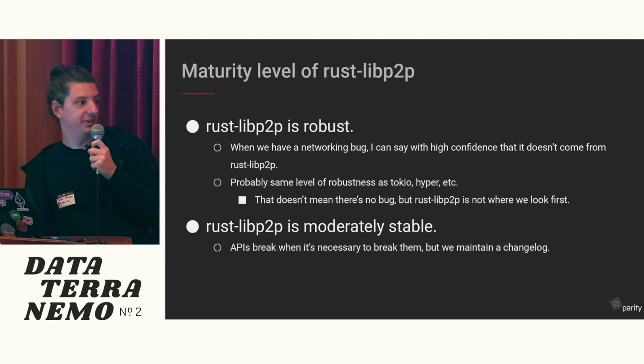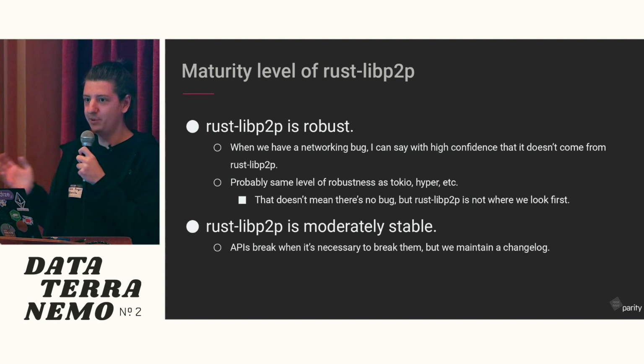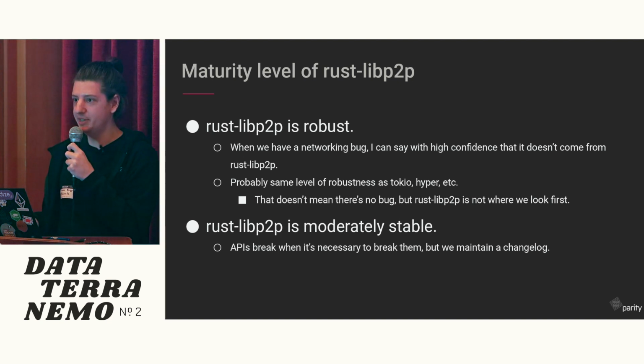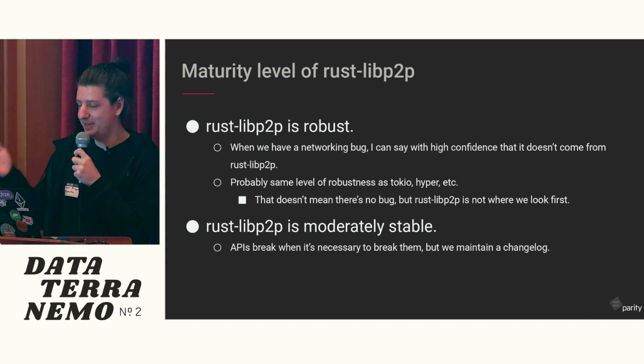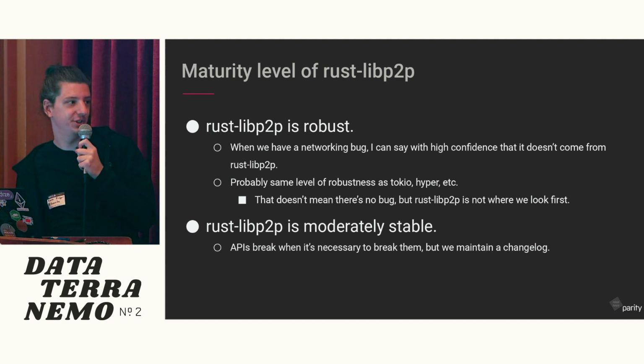And Rust DP2P is moderately stable, which means that we still break APIs, but we try to do it as little as possible, and we maintain a changelog so that you don't have to figure out yourself what has changed.